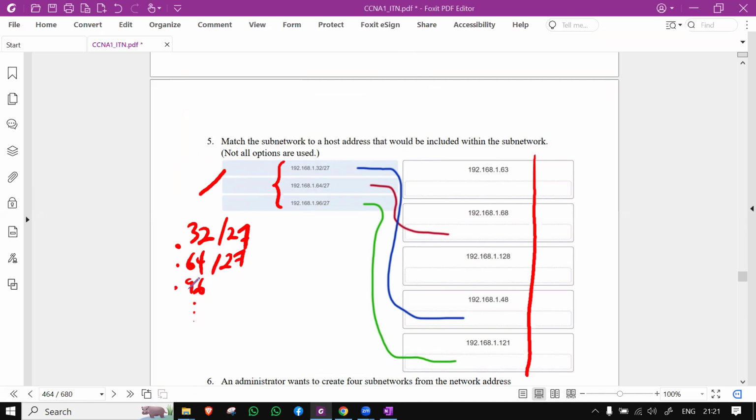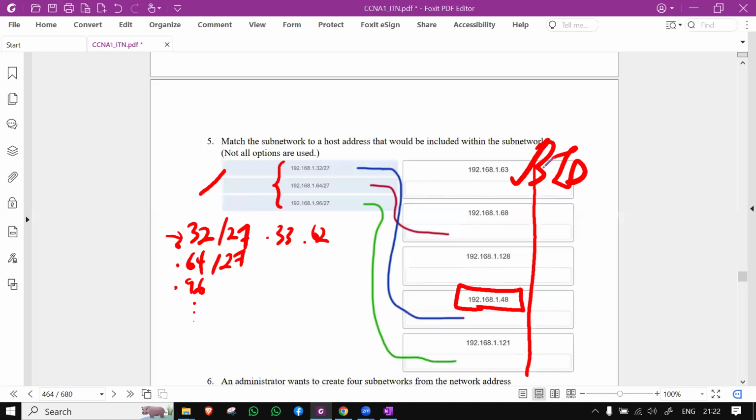So it means the addresses that belong to network 32 range from 33 up to 62. That's why this one ranges between 32 and 62. Then 63 is the broadcast ID. It depends on the network; it can be a broadcast ID. But since it is a /27 network, for /27 this is the broadcast address.